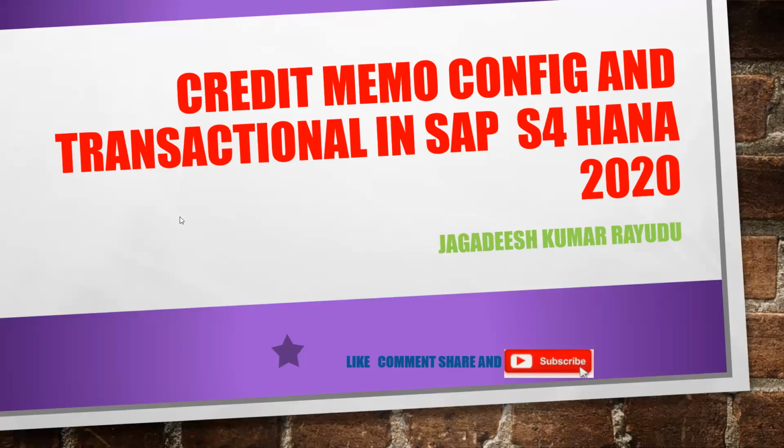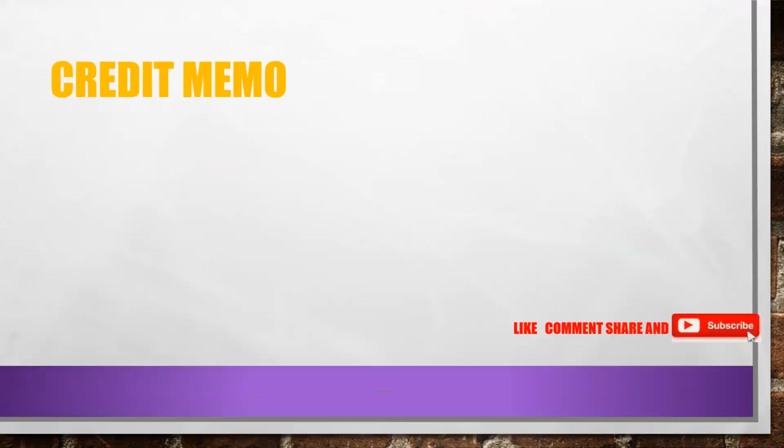Hi, welcome back. In this session, we are going to see the transactional process for credit memo. In the previous session, we have seen the config. What is the basic difference when you compare it with sales order configuration? Okay, let's try to check.